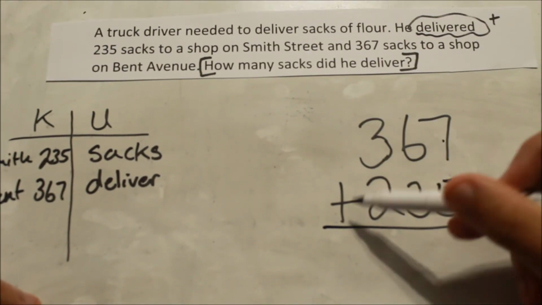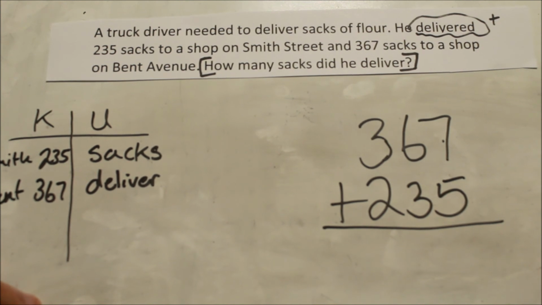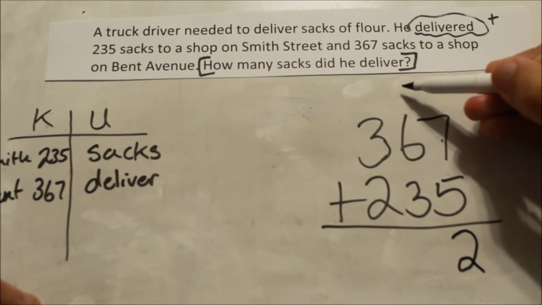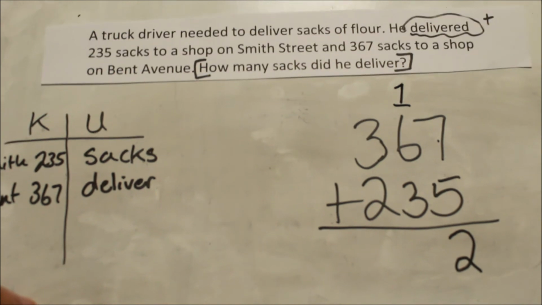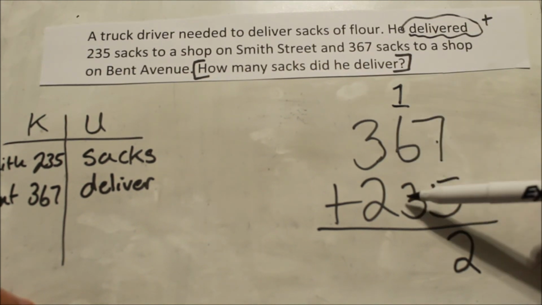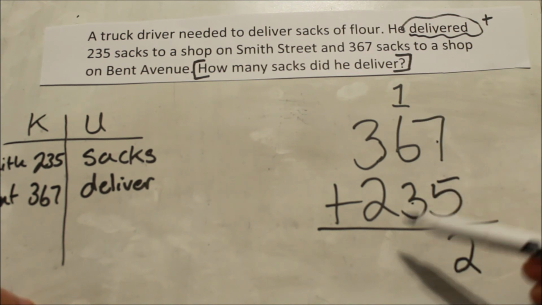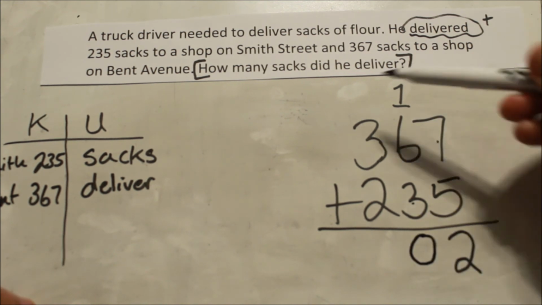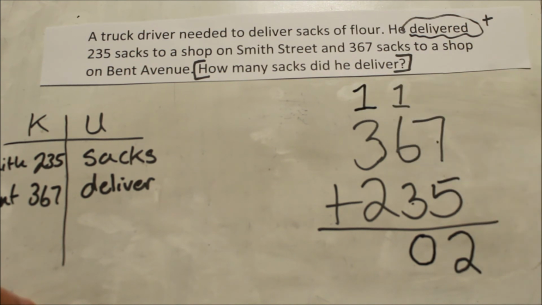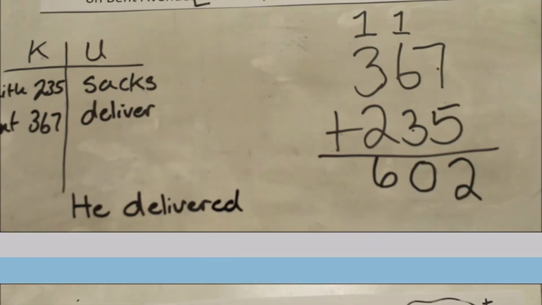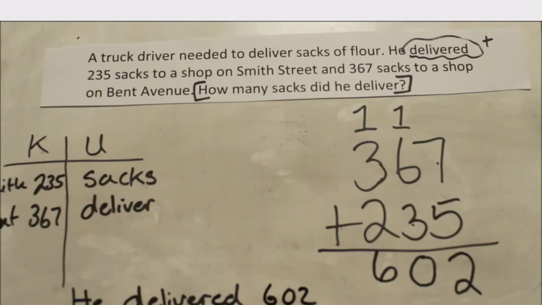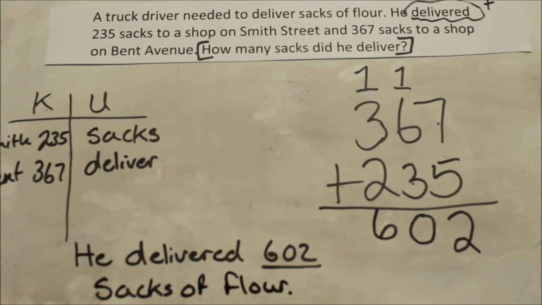Now, 7 plus 5. If you know your facts, 7 plus 5 is 12. 10 or more, go next door. I place my 1 above my 6 in my tens place. 6 plus 3 is 9, plus 1 gives me 10. 10 or more, go next door. I put my 1 on top. 3 plus 2 gives me 5, plus 1 gives me 6. So my answer is he delivered 602 sacks of flour. Make sure you're specific in your sentence.